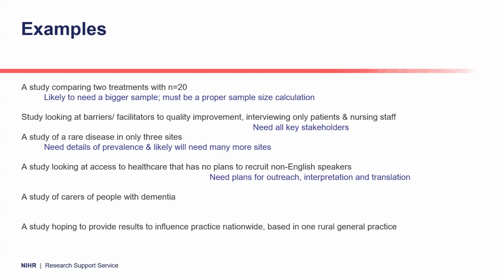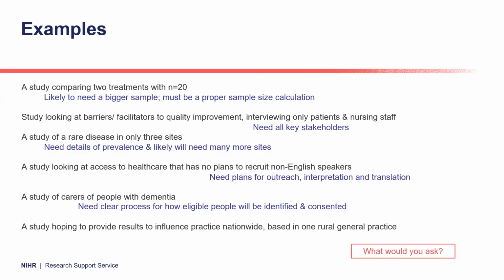A study of carers of people with dementia. So we need clear processes of how eligible people will be identified and consented. We've got one for you here, a study hoping to provide results to influence practice nationwide based on one rural general practice. Will this practice be representative of practices nationally? There's no point doing a detailed research project in one place that simply will have results that won't be translatable elsewhere.